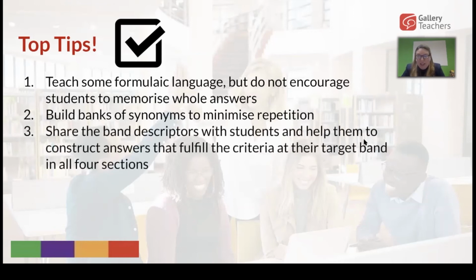Next, I have already mentioned this, but I do believe it's worth saying again, share the band descriptors with students. Ask them to construct their answers that fulfill the criteria at their target band in 4 sections. Ask them to peer correct, ask them to self-correct and say, okay, now if you are an examiner, do you think your answer satisfies all of the criteria of band 4 for task achievement, for example? No, why not? Okay, let's do it again. So this time we're going to aim at band 5. Okay, so share those band descriptors with your students so that they can apply some critical thinking to their own answers.